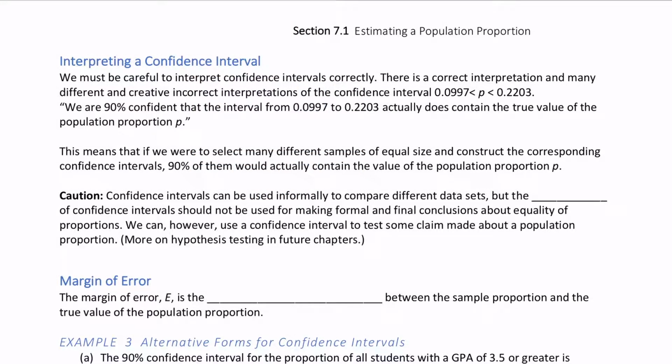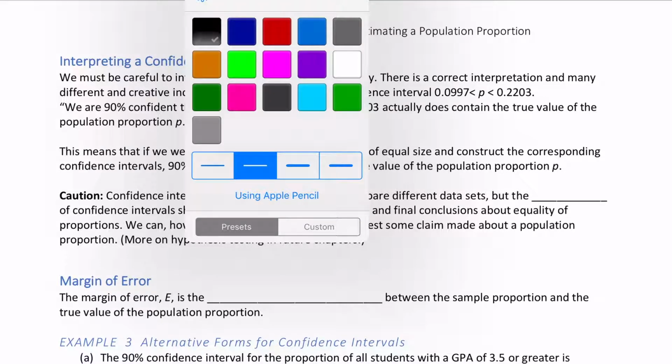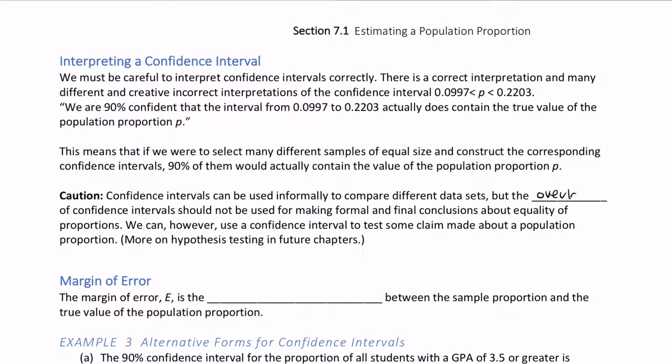That said, we can use confidence intervals informally to compare different data sets, but when they overlap, the overlapping should not be used for making formal and final conclusions about any equality of proportions. You can definitely use confidence intervals to test claims about data sets being different, but not about being the same. So more on that later. Well, on hypothesis testing specifically later.